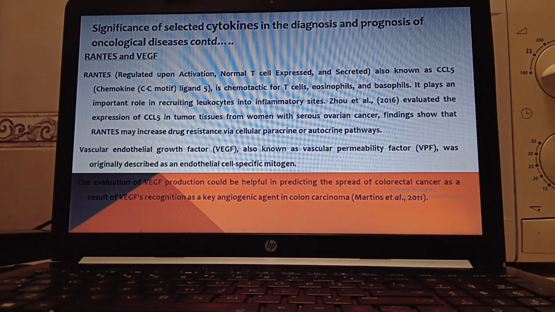For VEGF, VEGF stands for vascular endothelial growth factor, which is also known as vascular permeability factor, VPF. It was originally described as the endothelial cell-specific mitogen. The evaluation of VEGF production could be helpful in predicting the spread of colorectal cancer as a result of VEGF's recognition as a key angiogenic agent in colon carcinoma.